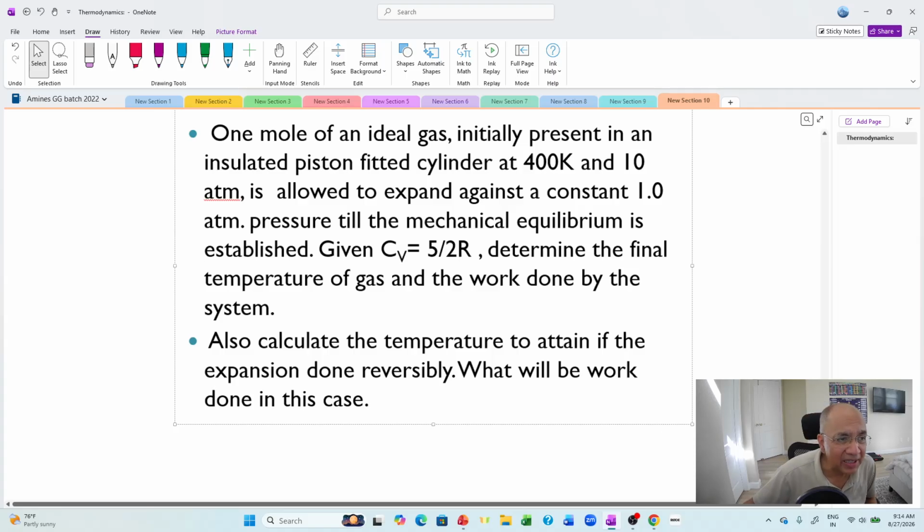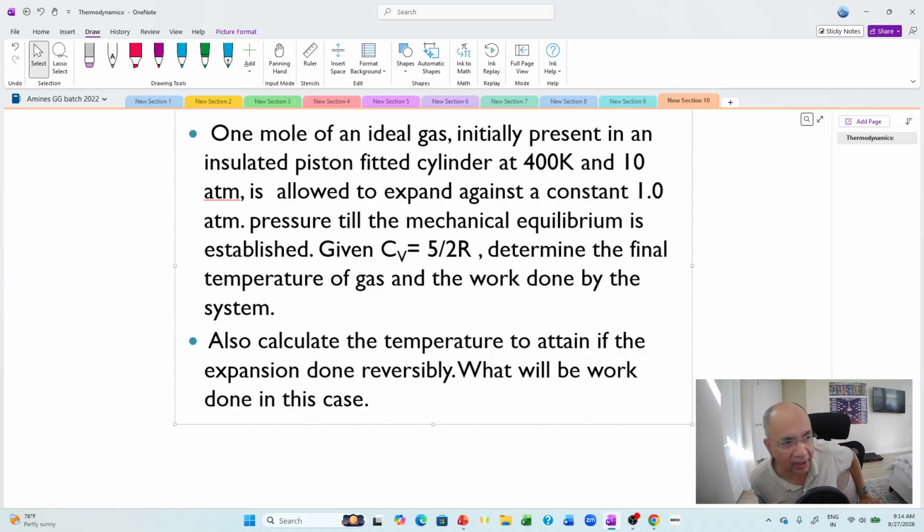1 mole of an ideal gas initially present in an insulated piston. That means it is telling that it is an adiabatic process inside an isolated system. It is allowed to expand against a constant 1 atmosphere pressure. That means adiabatic and irreversible till the mechanical equilibrium is established, that is no more motion of the piston. Cv is given. If it were not given, we would take 3/2 or 5/2. That means it is indirectly telling it is a diatomic gas. 5/2 R means Cv, it is a diatomic gas.